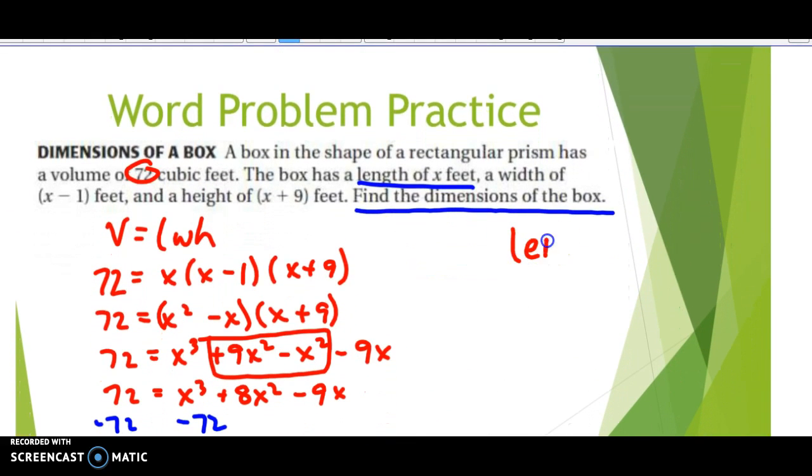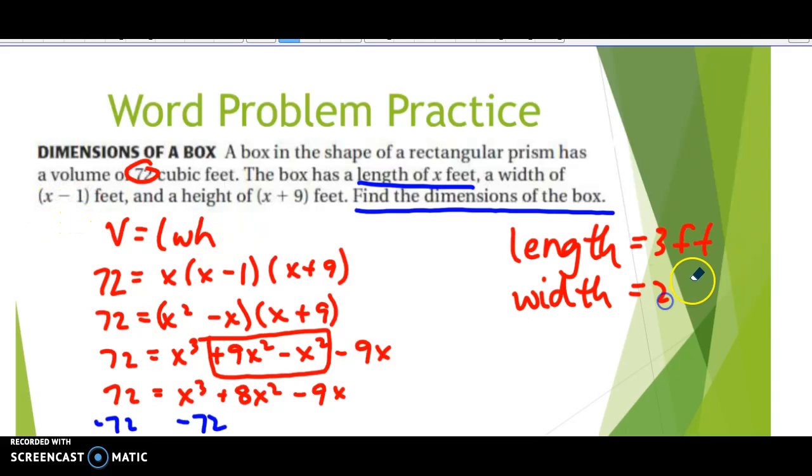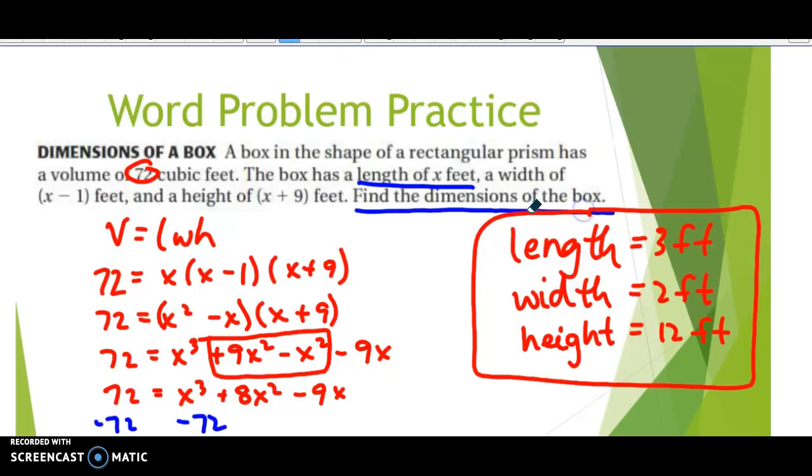So if my length is 3 feet, my width is going to be 3 minus 1 feet, and my height is going to be 3 plus 9, or 12 feet. And just to be sure, it should multiply out to 72. 3 times 2 is 6. 6 times 12 is 72, so these dimensions check out.